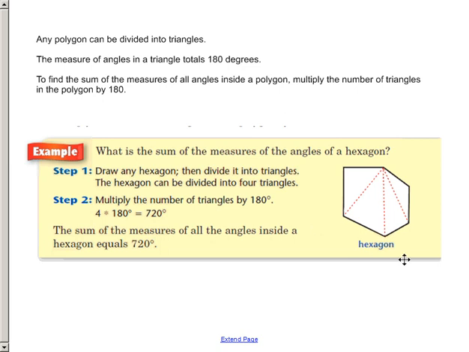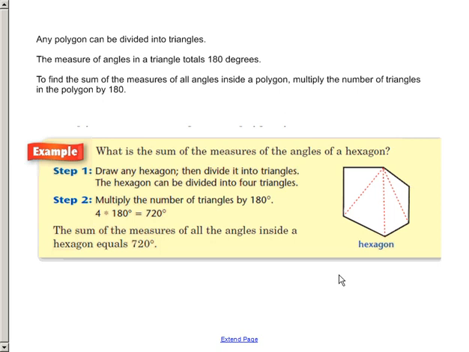So this is an example of a hexagon. We can divide it into triangles. This hexagon can be divided into 4 triangles. We make the triangles by starting at one point and going to the opposite points. We always start at this one point. Now, going from here to here will not make a triangle, but going from here to here makes your first, here to here makes your second, here to here makes your third, and this is your fourth.